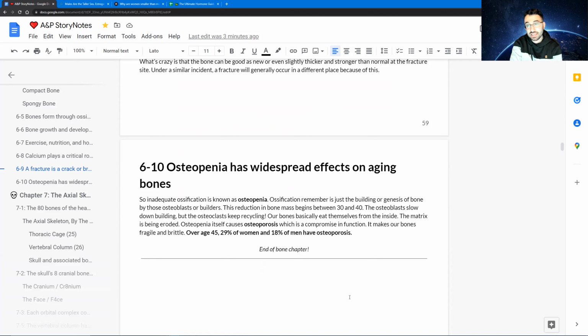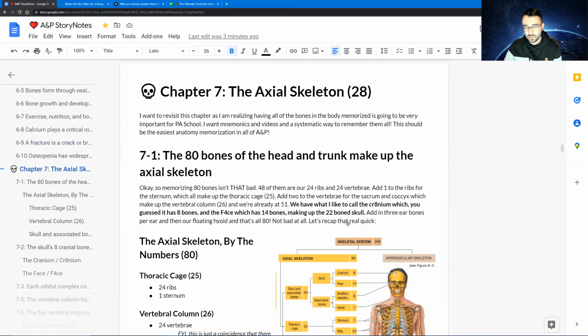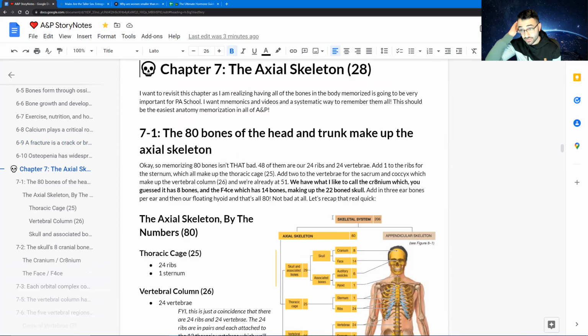That's it. It's the end of the bone chapter. We will see you in chapter 7, which is pretty fun because we're going to talk about the axial skeleton.